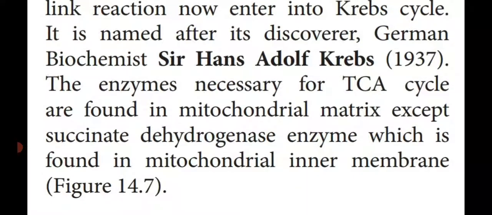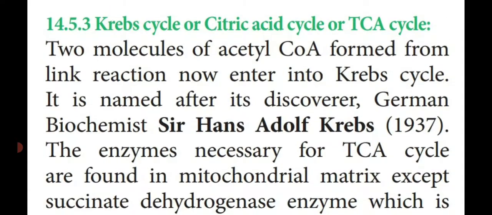For this process, several enzymes are required. Those necessary enzymes are present in the mitochondrial matrix, except the succinate dehydrogenase enzyme, which is found in the mitochondrial inner membrane. So this Krebs cycle takes place in the mitochondrial matrix. This is an important 1 mark question.